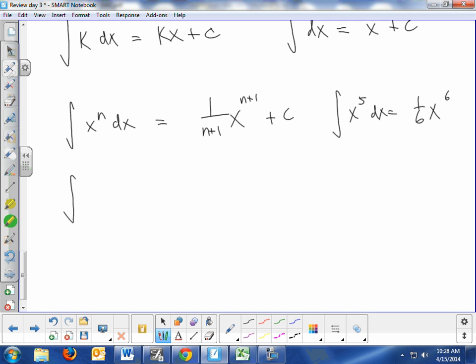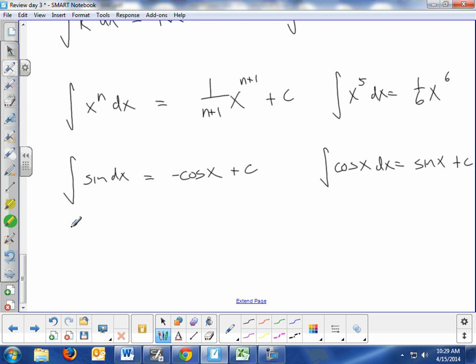There are simple trig function antiderivatives, like sine. The antiderivative of sine is actually not cosine, it's negative cosine. That's because the derivative of negative cosine is sine. The antiderivative of cosine is just positive sine. Some special ones.